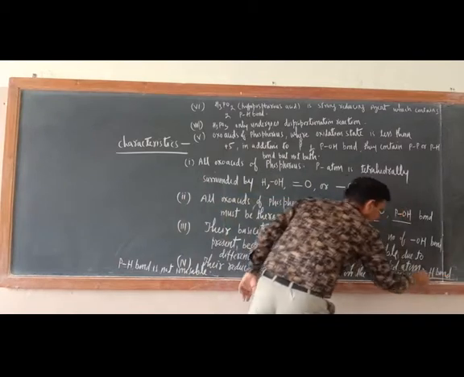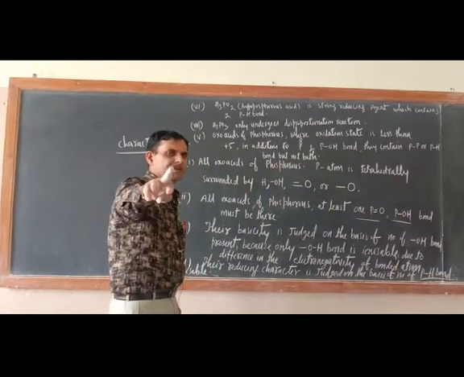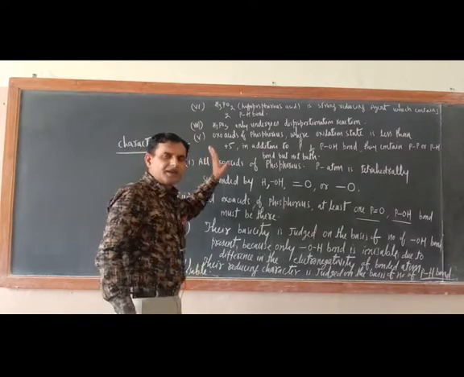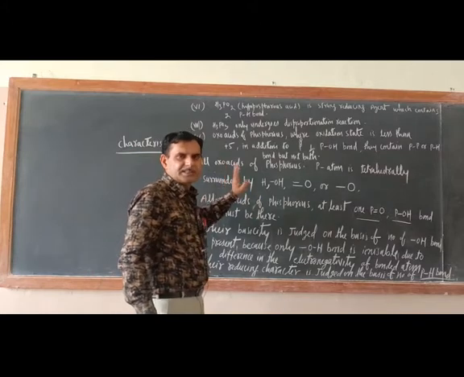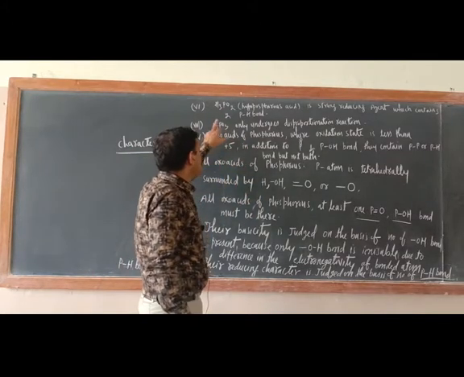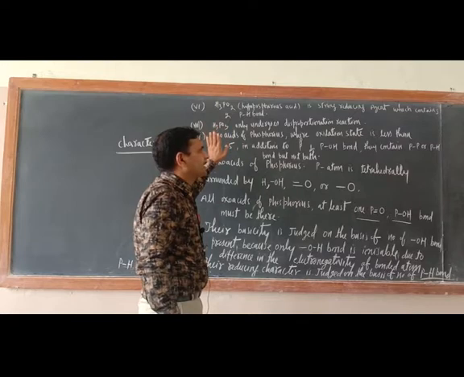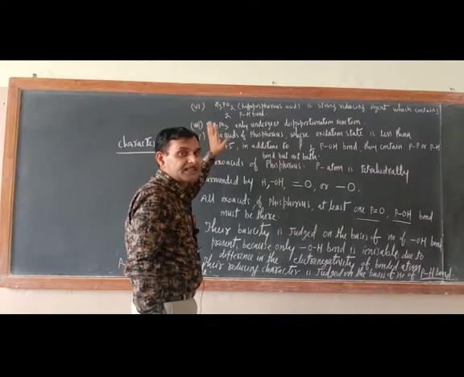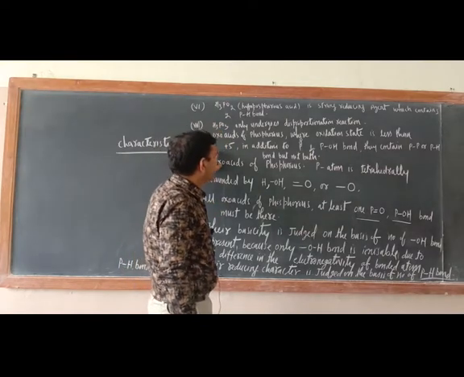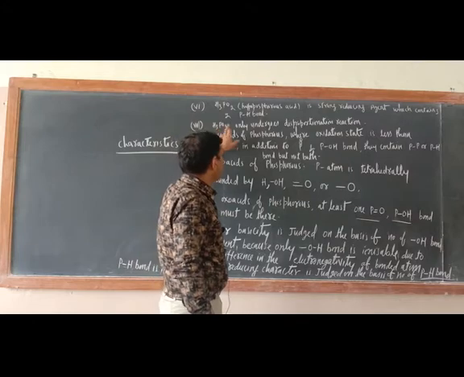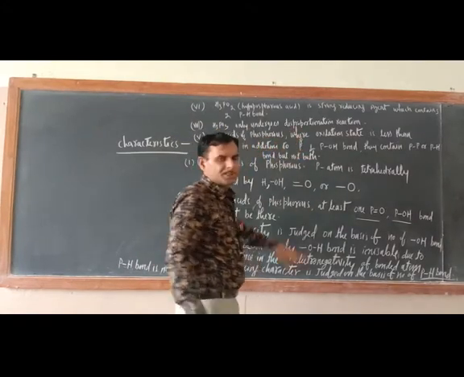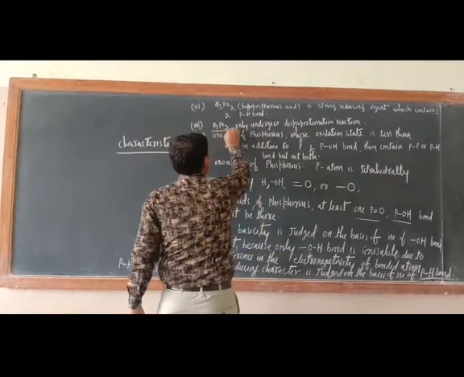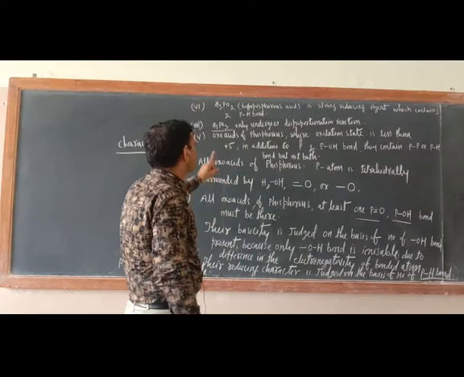Their reducing character is judged on the basis of the number of P-H bonds. Please note down: the greater the number of P-H bonds, the greater will be the reducing character. Just try to understand. Among all the oxo acids of phosphorus, H3PO2, hypophosphorus acid, contains 2 P-H bonds, that is why it is a strong reducing agent. Another important thing is that H3PO3 will only undergo disproportionation reaction among all oxo acids of phosphorus.